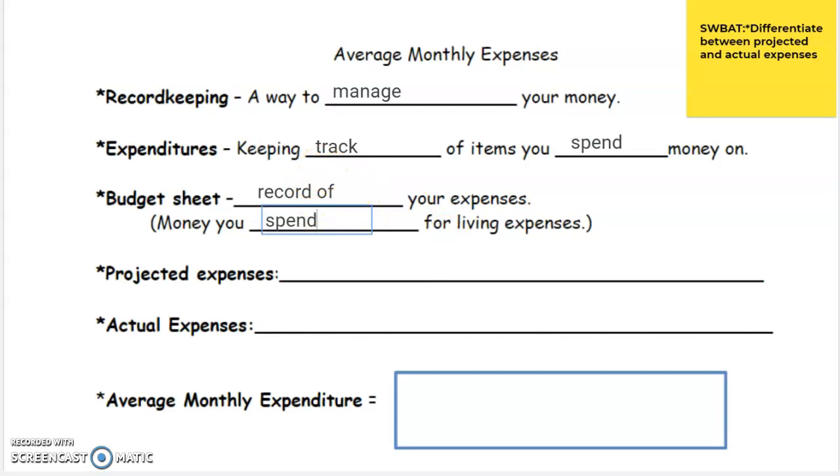Okay, so there's a couple different things on a typical budget sheet. One of them is your projected expenses. You should have some idea of how much something's going to cost you, and there are ways to figure that out, one of which we're going to talk about today, which is calculating your average monthly expenditure. But your projected is just what you expect something to cost you for the month.